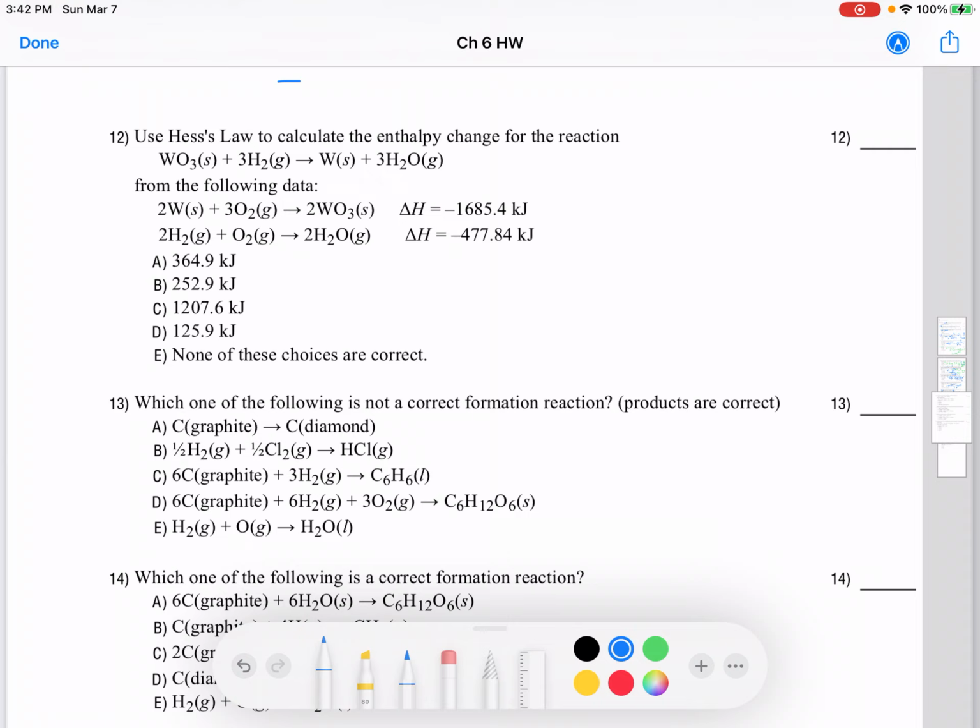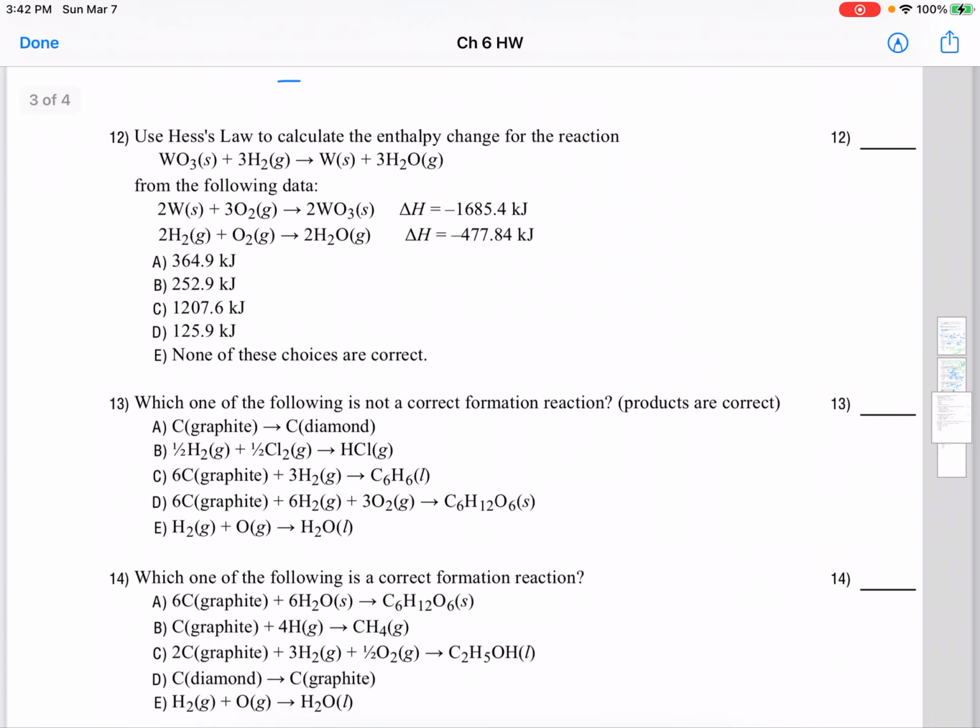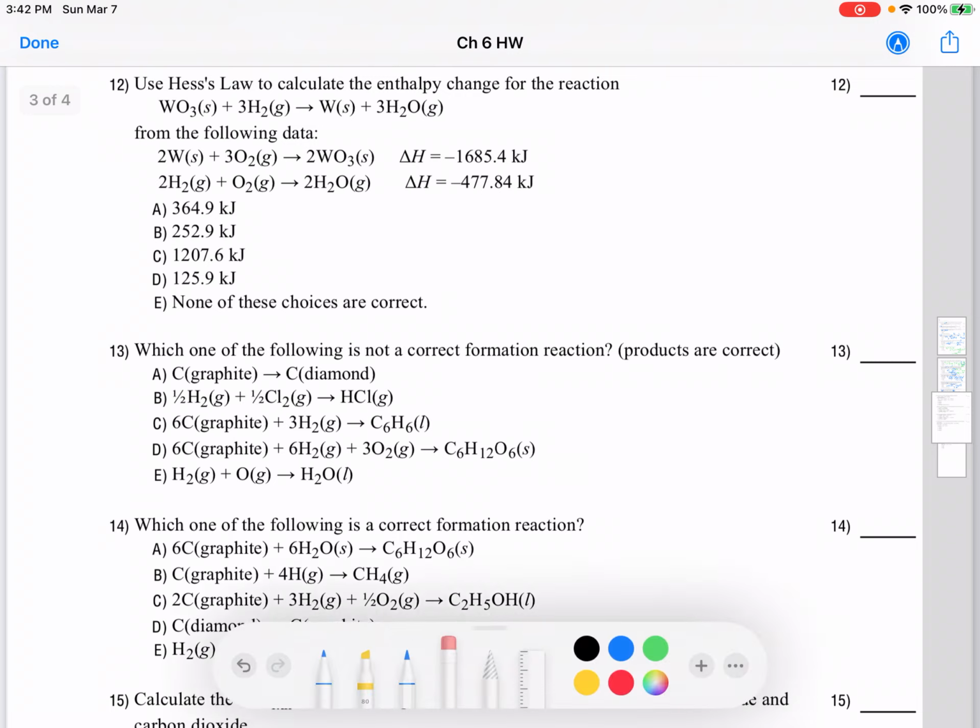Number 12. Use Hess's law to calculate the enthalpy change for the reaction: tungsten oxide with hydrogen gas giving you tungsten and water. This is the reaction that you want to find the enthalpy for, but we are given this data: tungsten plus 3 oxygen giving you tungsten oxide, with delta H given, and hydrogen plus oxygen giving you water, with its enthalpy given. So we're going to use these two equations to get to this equation. We may need to switch it, multiply it or divide it, but when we add these two together, we should be able to get the target equation, which is this one. Now let's see how we can do this one.